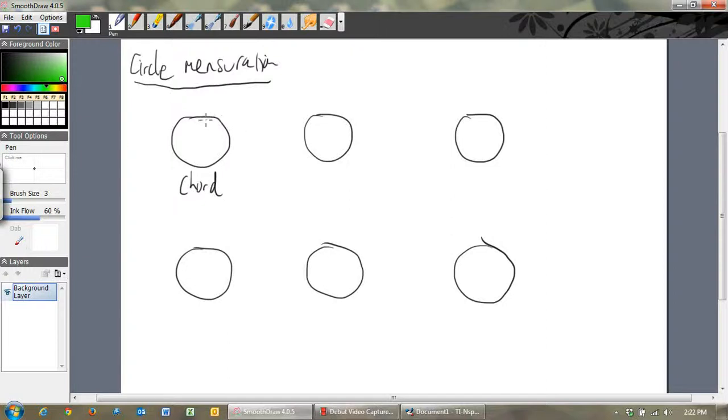Firstly, I just want to define what a bunch of different things are. So what is a chord? A chord is just a line that goes across the circle. Okay, so that's a chord. It can be anywhere. An arc is what goes around a circle. If you're going around the perimeter of a circle, that's called an arc. Now, if you're going around the short way or the long way, they're called two different things.